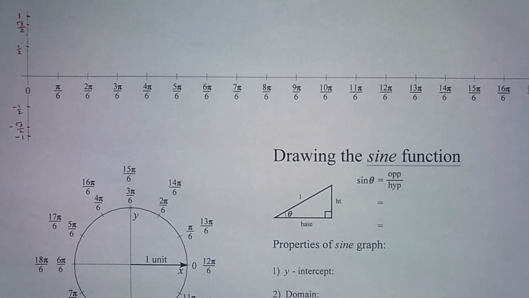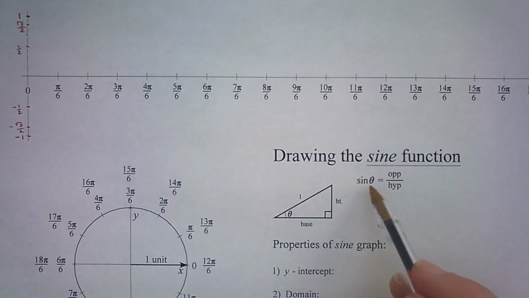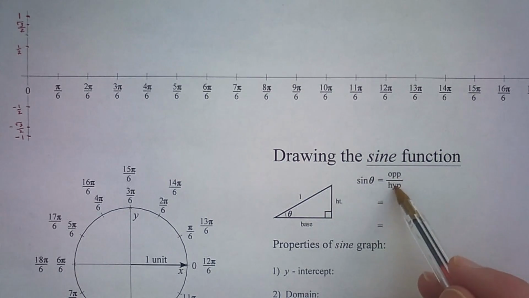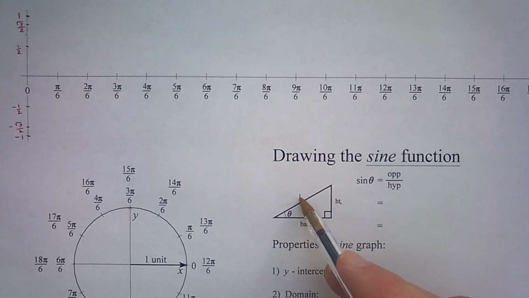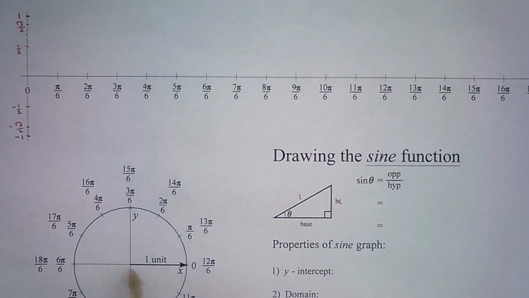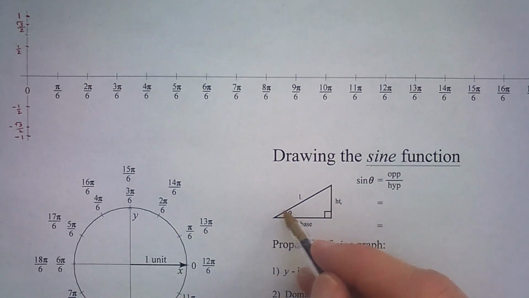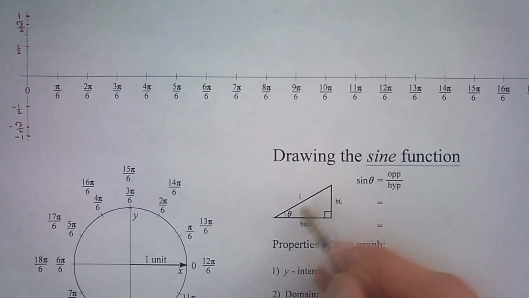Welcome back. Today we are going to talk about how to construct a basic sine wave. So sine is opposite over hypotenuse. So here sine theta is opposite over hypotenuse. Now if this is in a unit circle, the hypotenuse is the radius and that will always be 1.